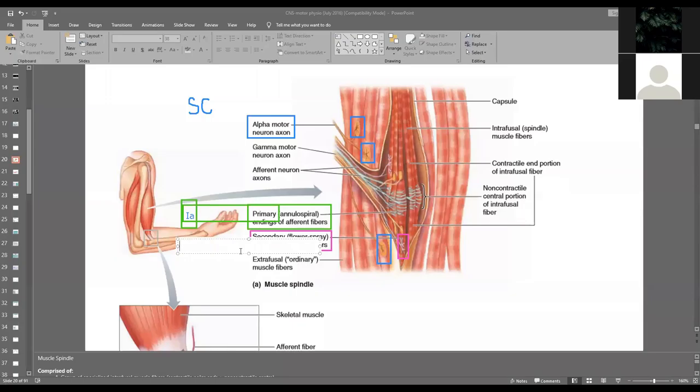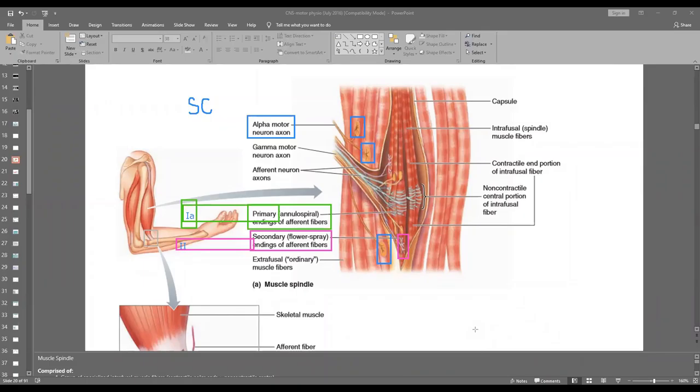This is classified as type 2. These types of secondary endings are labeled as type 2 sensory fibers. No, they are present all around. Different way of attachment, yes. And the location. Location is important.